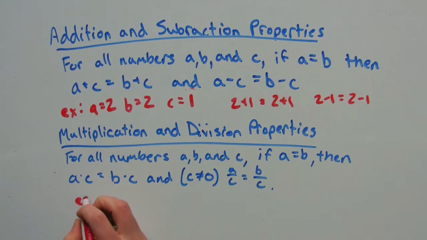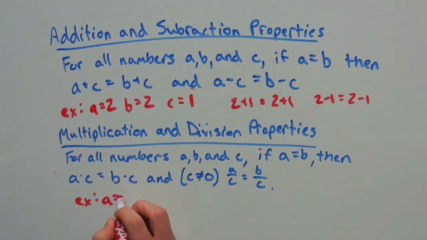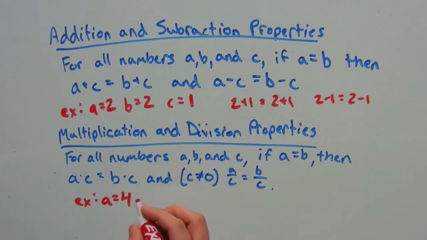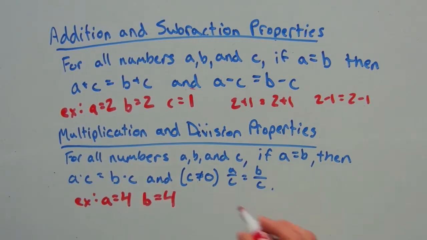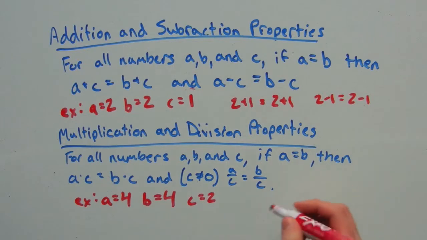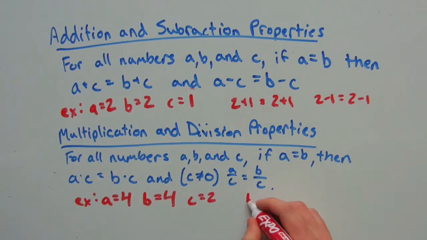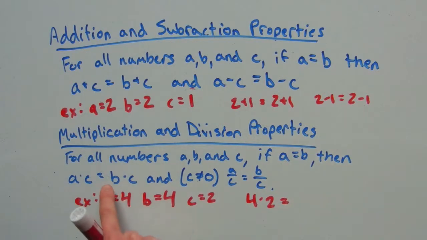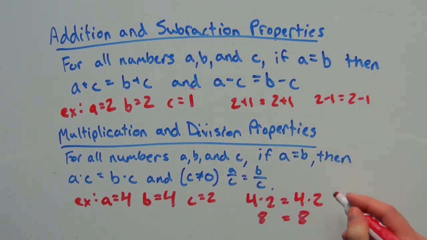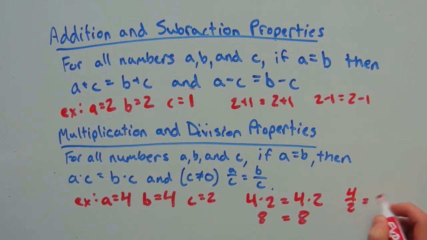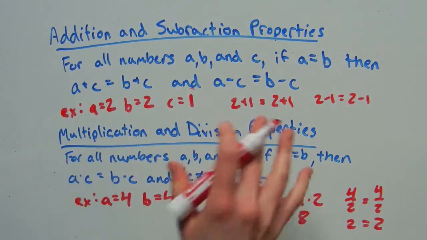An example of this, we can say that a equals 4 and a equals b, so b also is equal to 4, and let's say c is equal to 2. So a times c would be 4 times 2, b times c is also 4 times 2, so 8 is equal to 8. Then we have a divided by c, so 4 divided by 2 equals b divided by c, another 4 divided by 2. 2 equals 2. So this is just the addition, subtraction, multiplication, and division properties.